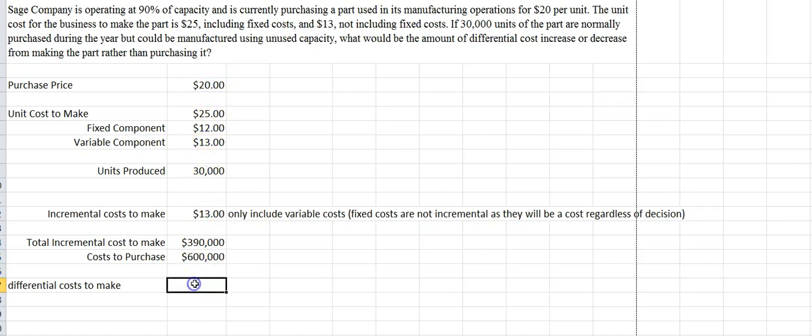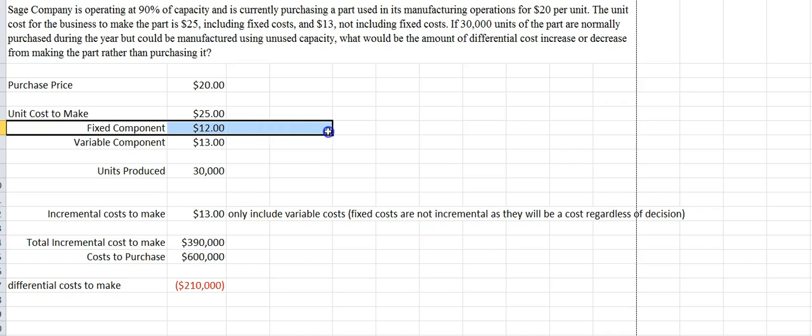So if I make the product rather than purchase it, I will save myself $210,000 in cost. So the question is, what would be the amount of differential cost increase or decrease from making the part rather than purchasing it? There'll be a differential cost decrease of $210,000. So the decision here would be that you would rather make it than purchase it, right? And the key here is that fixed costs are costs that you're incurring anyway, so they're not going to be accounted for in this comparison and in this decision. Okay, thanks.